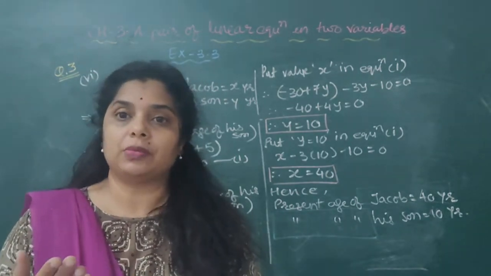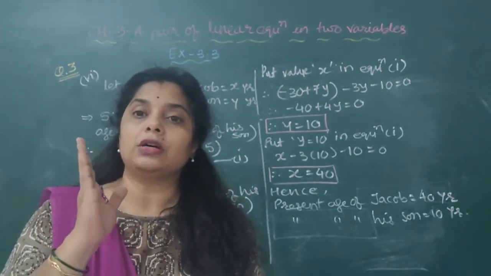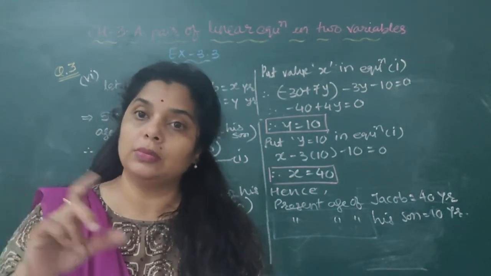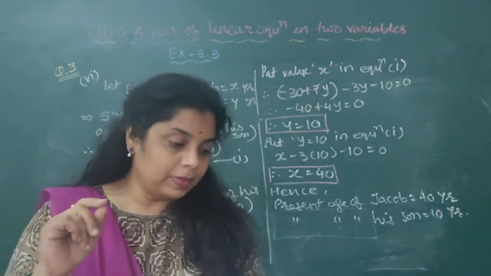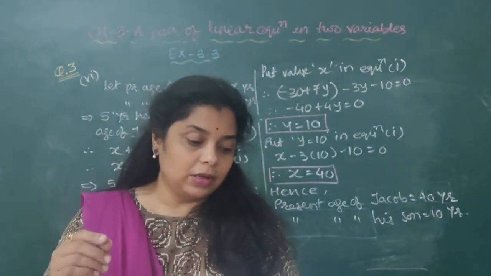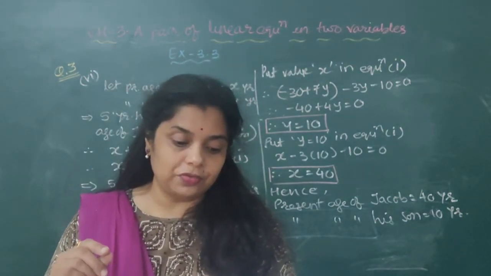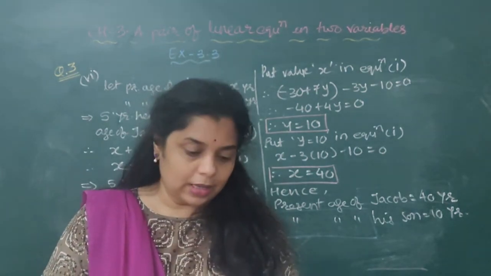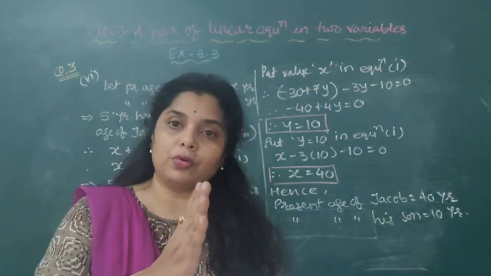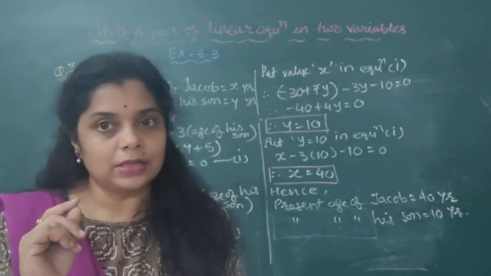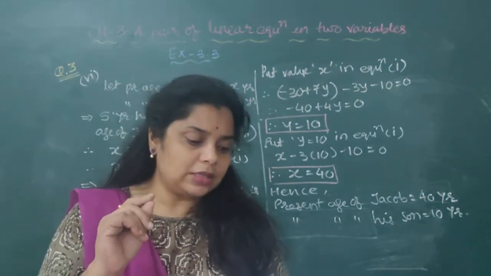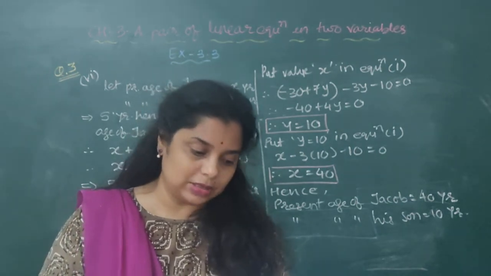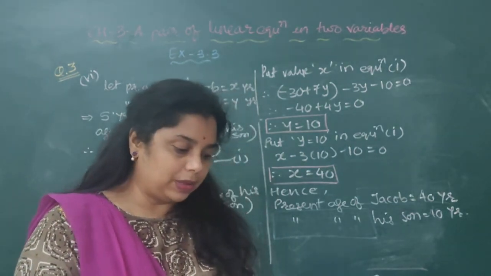So 5 years after means we have to do plus. So if we take Jacob as x and his son as y, we have to add 5 in both terms. And here it is given that 5 years hence the age of Jacob will be 3 times the age of his son. And 5 years ago, it means before, we have to do a subtraction. Jacob's age was 7 times his son's. What are their present ages?